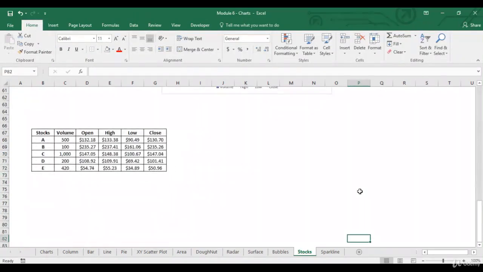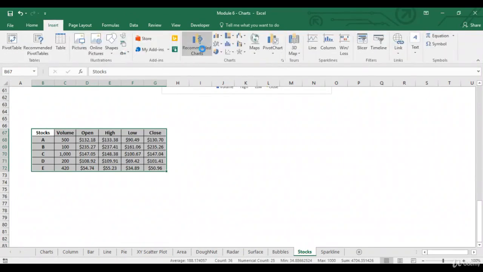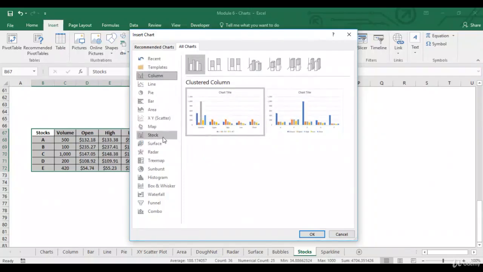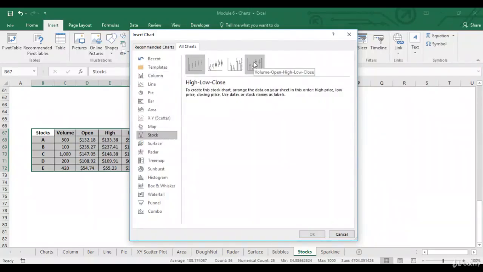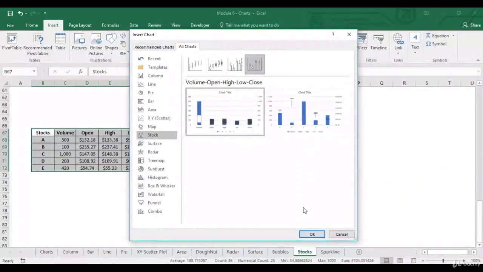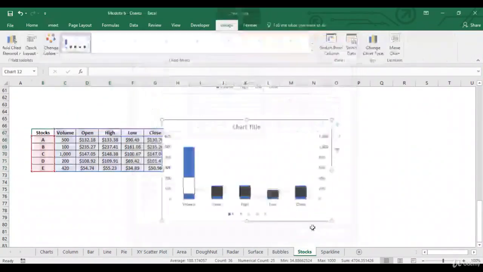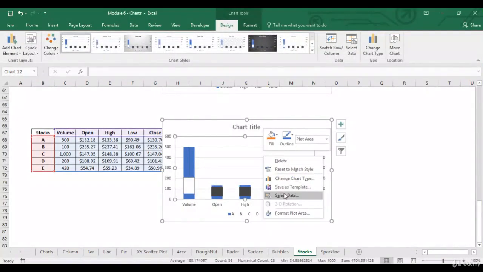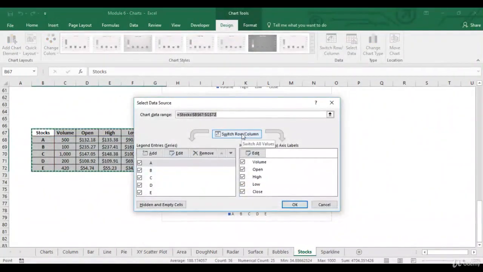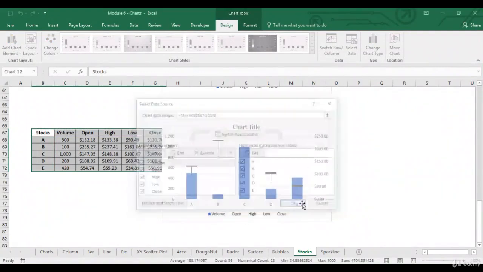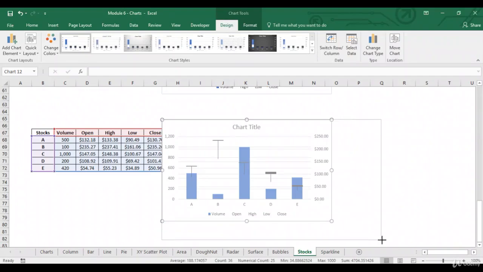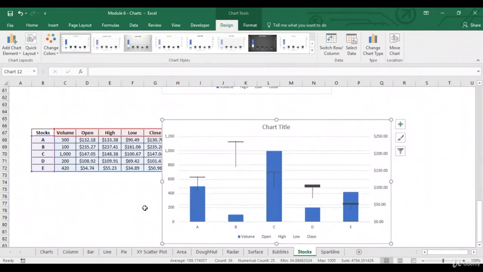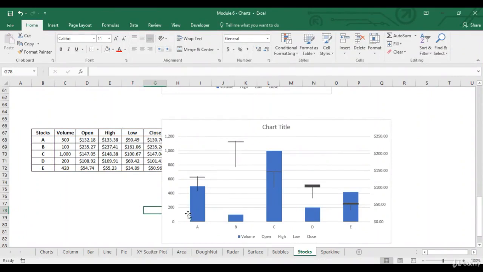The last of these is volume, open, high, low, close. So it looks at all of them. Let me just change, select data. So yeah, again, volume on the vertical axis and we've got prices on the secondary axis.